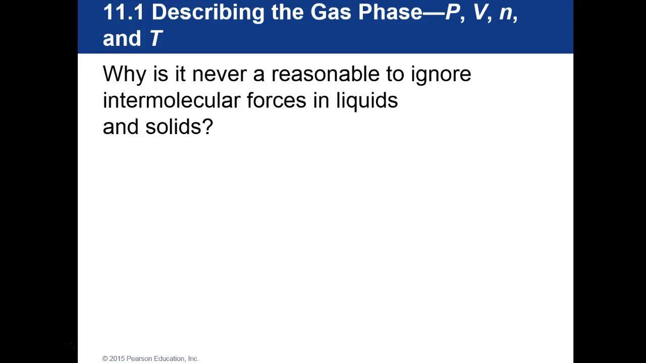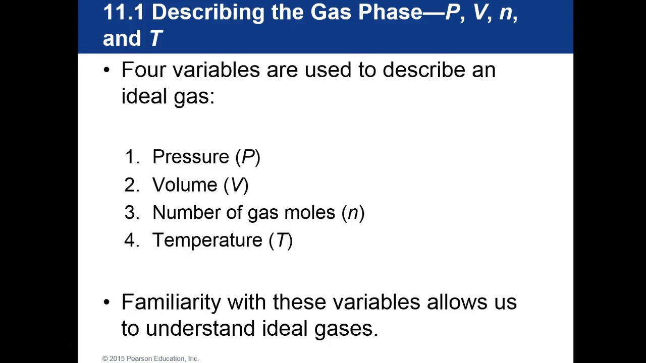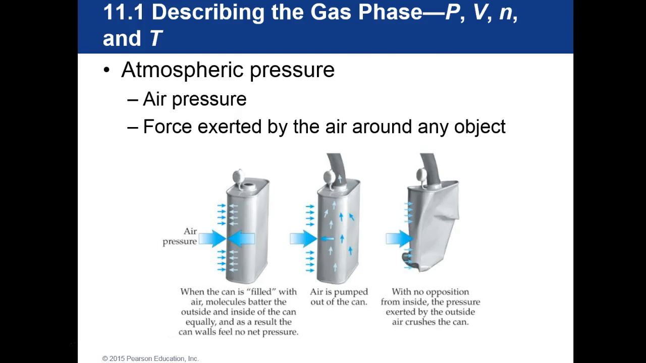So why is it never reasonable to ignore intermolecular forces in liquids and solids? Well, in liquids and solids, the molecules are packed very tightly together and possess a very low kinetic energy. They're not moving around anywhere near as fast as what they would be when they're a gas. There are four variables that we use to describe an ideal gas: pressure, volume, the number of moles, remember mole is 6.02 times 10 to the 23rd, and temperature. Familiarity with these variables allows us to understand the ideal gases.